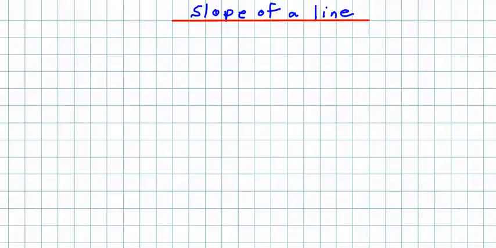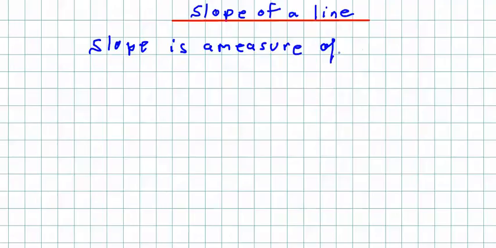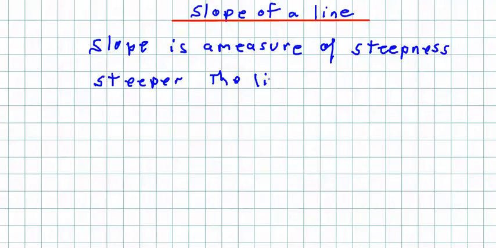Slope of a line. Slope is a measure of steepness of a line. It's how steep the line is. The steeper the line, the bigger the slope.